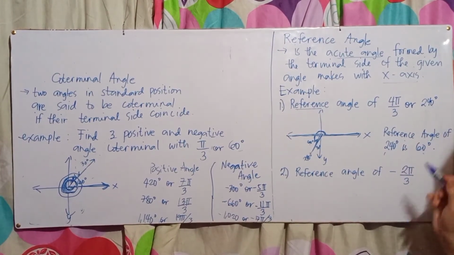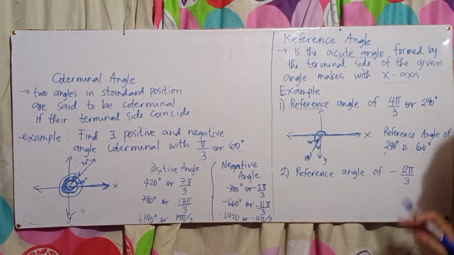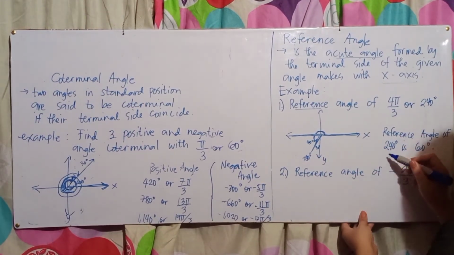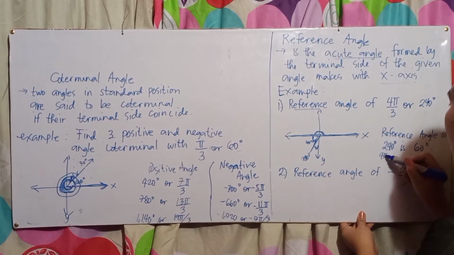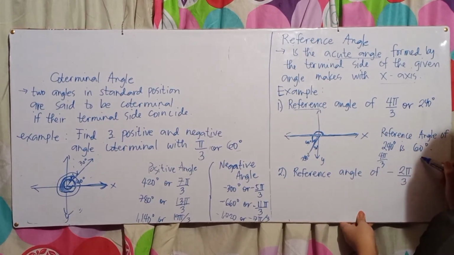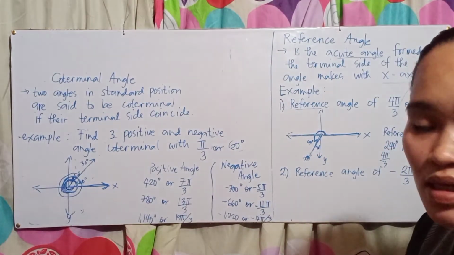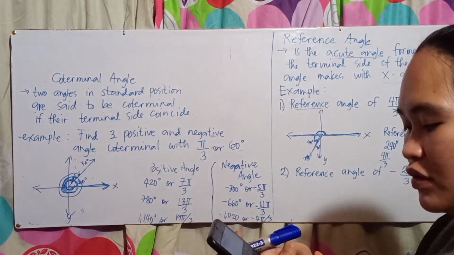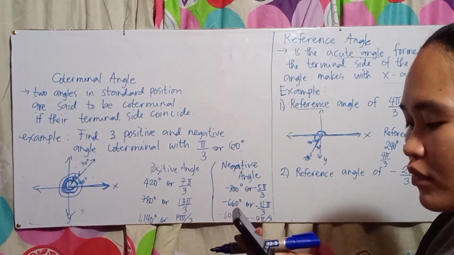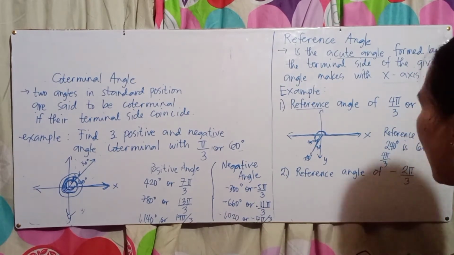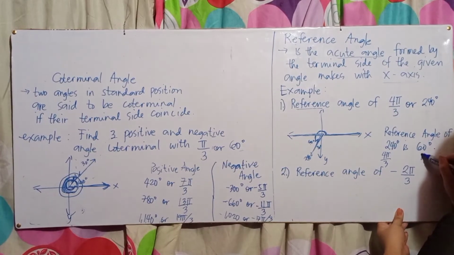O, pwede po i-convert na nimo into radian. So, kani ang 240 kay 4 pi over 3 man. Ang 60, pag i-convert mo into radian, so 60 divide 180 lang. Then, reduce sa lowest term. 60 divide 180. So, pi over 3.